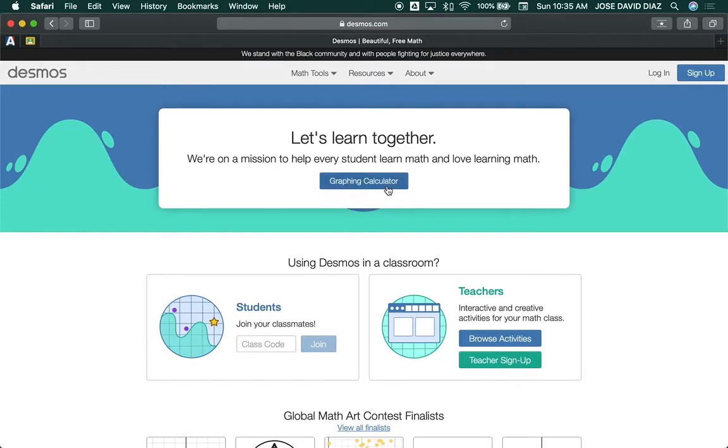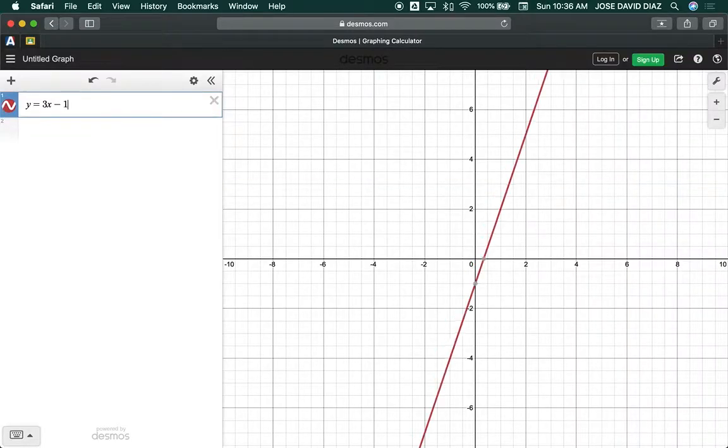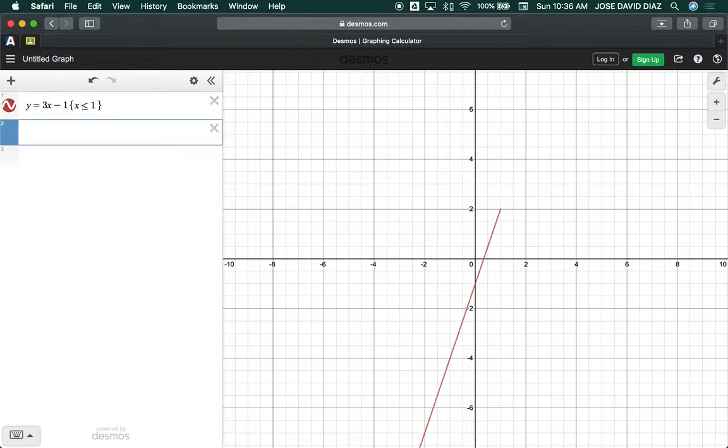And as you notice, it's not blurry. So therefore, I'm going to go on Desmos, 3x minus 1. And now to place your domain, I'm going to place my brace, x, and then I'm going to place less than, and then after I place an equal sign, it gives me the equal sign afterwards. And that gives me the first part. A little bit easier.